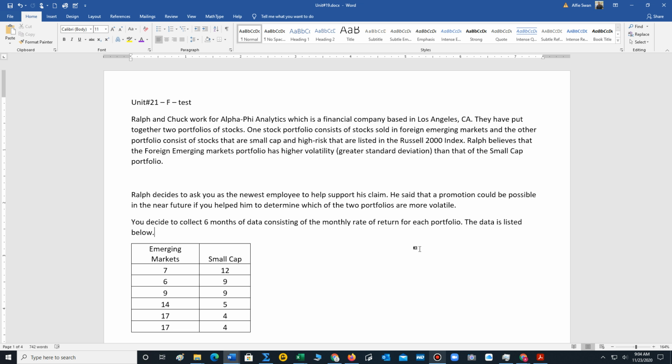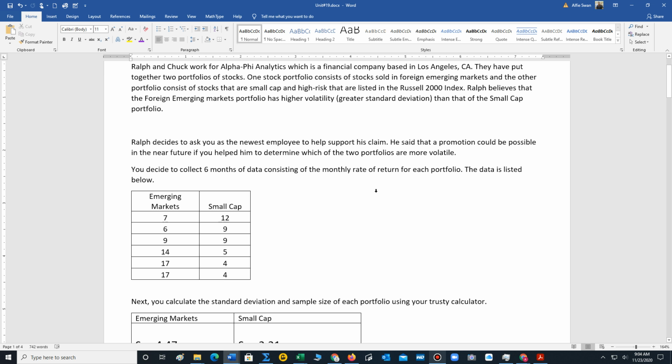One stock portfolio consists of stocks sold in foreign emerging markets, and the other portfolio consists of stocks that are small cap and high risk that are listed in the Russell 2000 index. Ralph believes that the foreign emerging markets portfolio has higher volatility, greater standard deviation than that of the small cap portfolio. Ralph decides to ask you, as the newest employee, to help support his claim. He said that a promotion could be possible in the near future if you helped him to determine which of the two portfolios are more volatile.